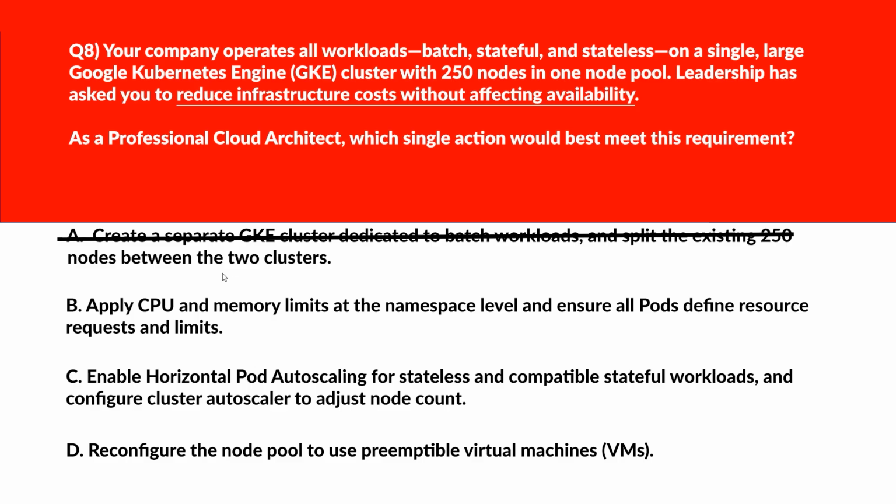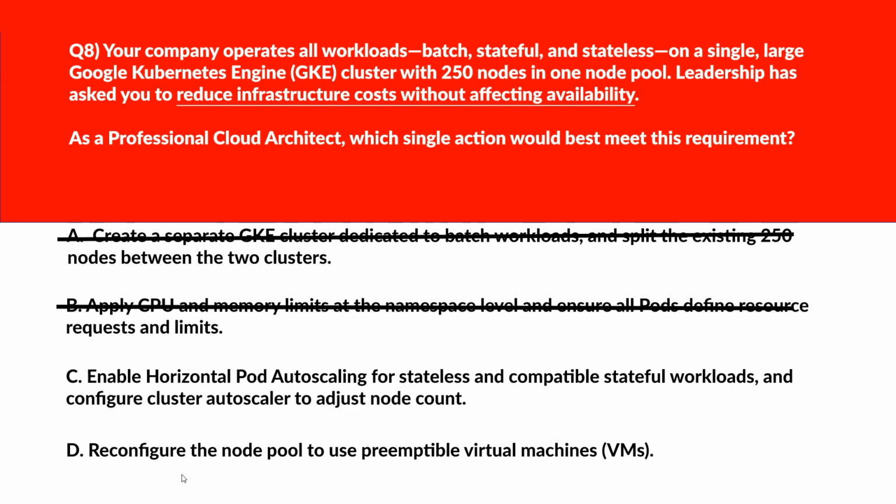Option B says apply CPU and memory limits at the namespace level and ensure all pods define resource request and limits. So this option improves resource fairness but doesn't actively reduce infrastructure cost. We'll reject it. Option C says enable horizontal pod autoscaling for stateless and compatible stateful workloads and configure cluster autoscaler to adjust node count. This option scales both workloads and infrastructure based on demand, reducing idle resources and cost while maintaining availability. Let's keep it.